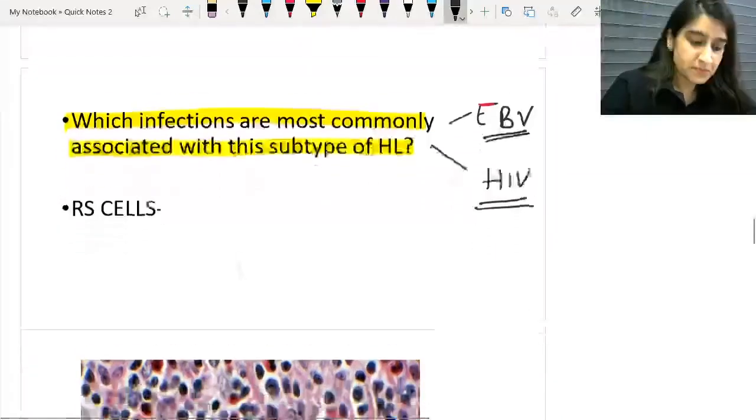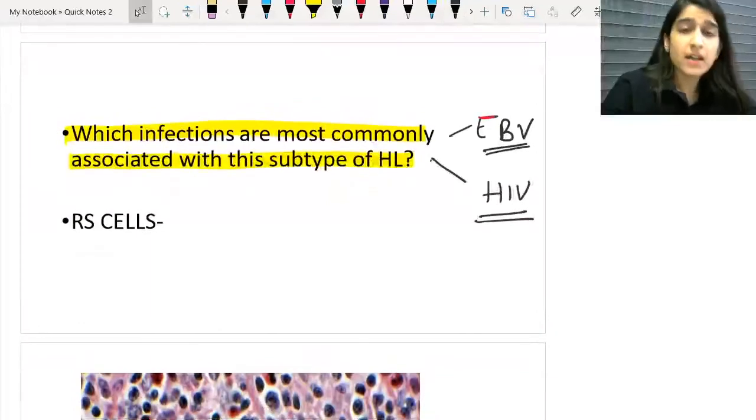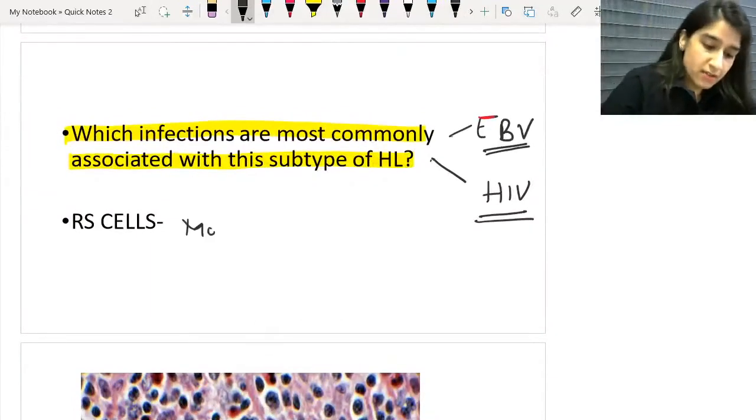Okay. Now in this case, we find mononuclear type of RS cells, right?